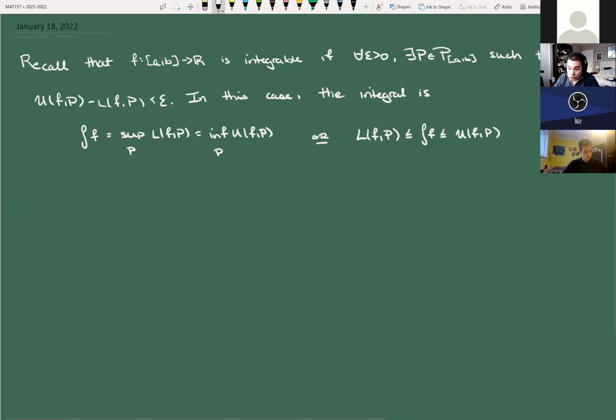Or alternatively, it is the unique number which occurs between L(f,P) and U(f,P) for all partitions. And these are equivalent. So if you can prove the thing on the right, the thing on the left is automatically true, and vice versa. In theory, working with the thing on the left is a little bit easier. Working with the thing on the right is easier in practice, like if you actually need to compute an integral. Showing that you can find a number which is between every upper and lower sum is, in practice, typically much easier.